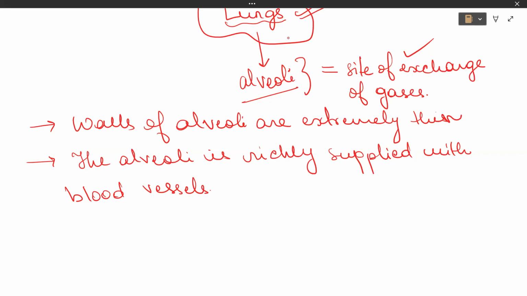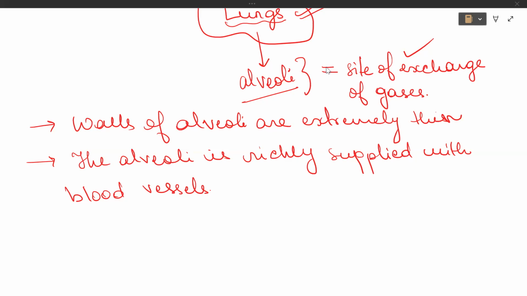Whenever oxygen comes into our body, we have inhaled oxygen. The oxygen goes from the nostril to the throat, and then from the throat to the trachea, then to the lungs, and then to the alveoli. After the alveoli, the oxygen goes into the blood. Blood is present all over our body, so the oxygen is transported to different parts of our body through the blood. Since the alveoli is richly supplied with blood vessels, blood is in abundance there. So easily the blood takes the oxygen from the alveoli and supplies it to the whole body. Understood?